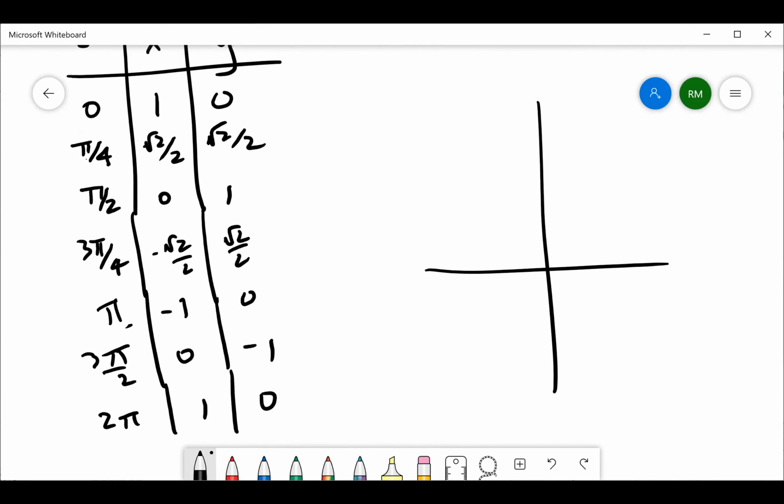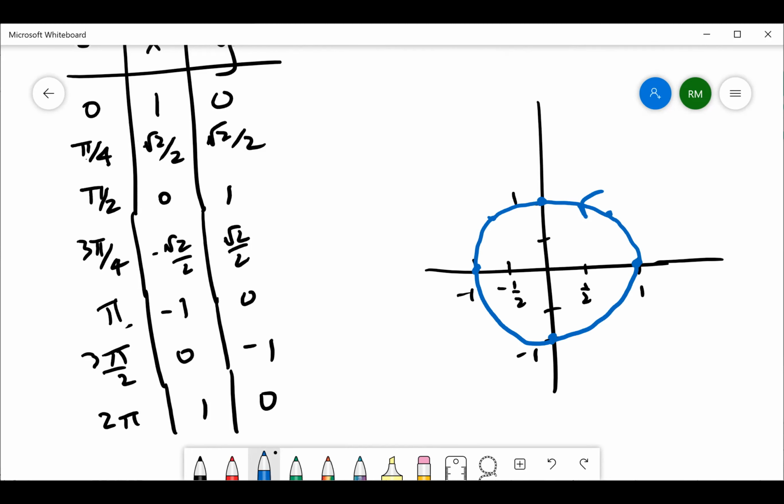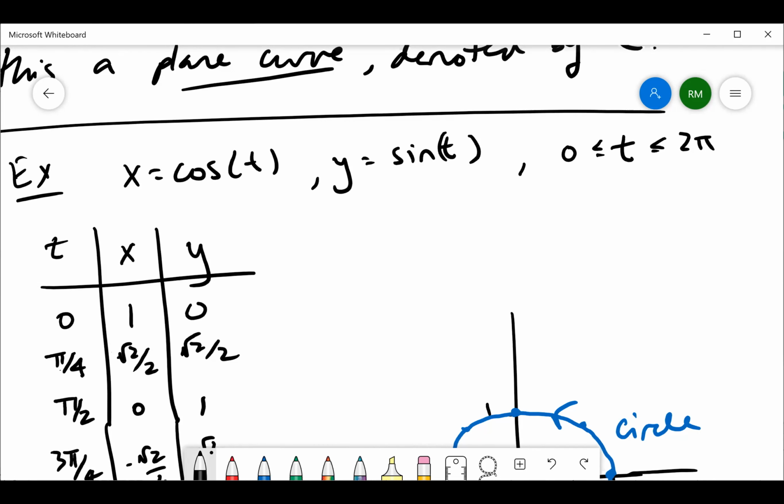So let's plot these points. 1, 0, negative 1, 0, 0, 1, 0, negative 1. So our first point is right here. Our next point is right about here, here, here, here, here. And you can probably guess what this shape is now. It's a circle. So this parametric equation right here gave us a plane curve that was a circle. So this is great. We have a new way of giving the path of an object.